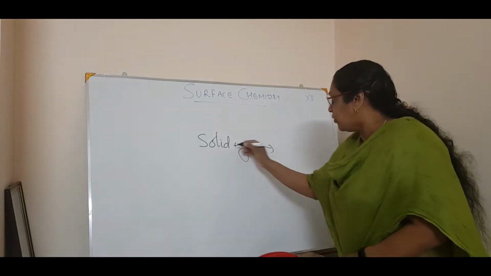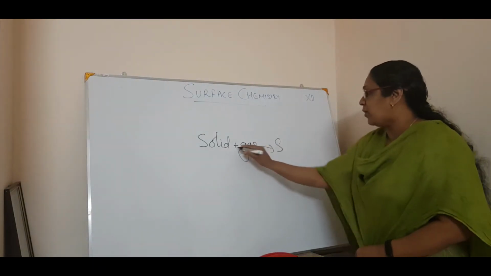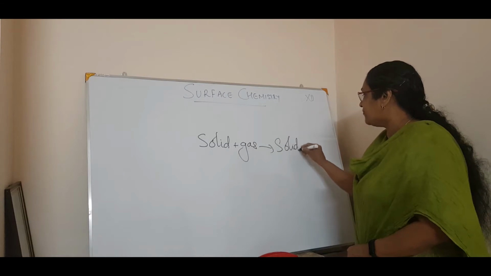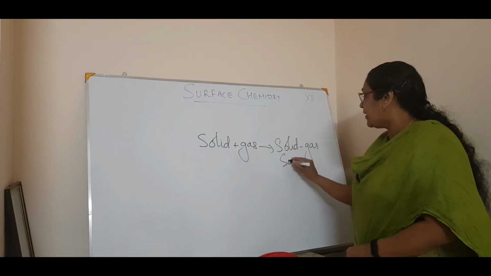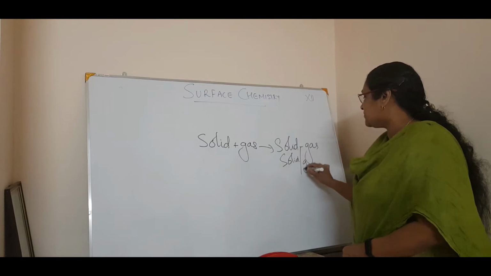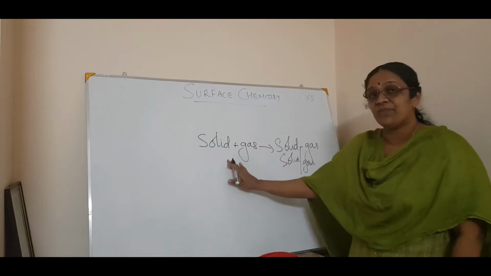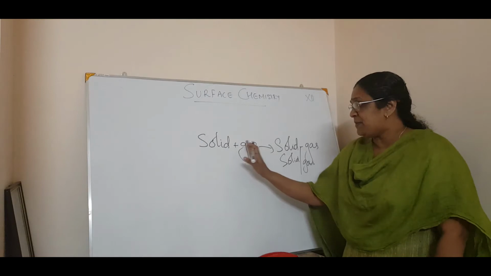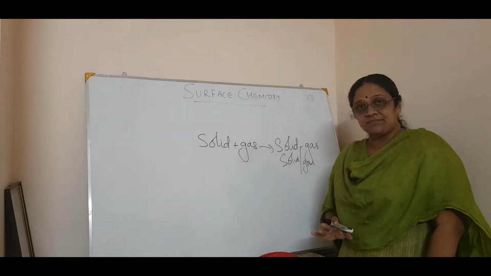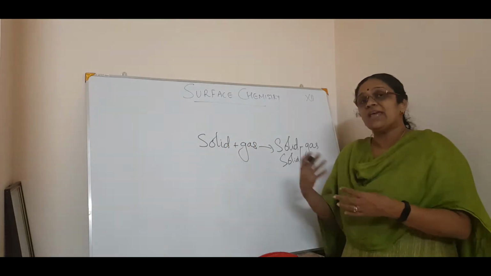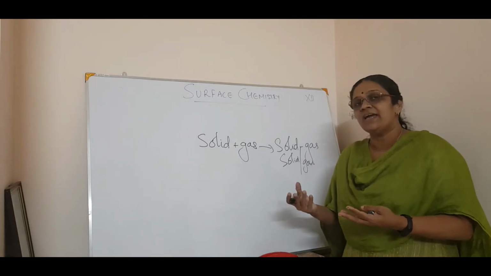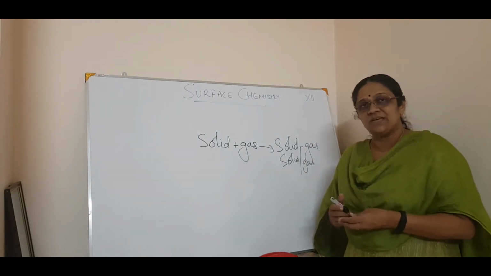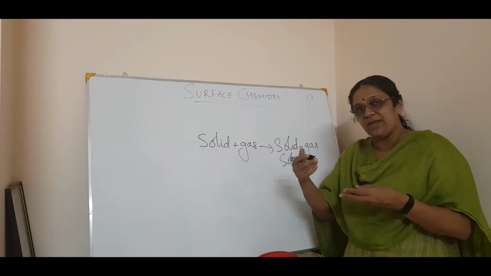Now how will you write this? If a solid and gas is there, you will write the interface as solid hyphen gas, or you will write it as solid slash gas, which means that you are studying something with the interface between the solid and gas. But if you talk about gas and gas, there is no interface. So there is no surface chemistry behind a gas and gas interface. So that is the meaning of the interface between the two.